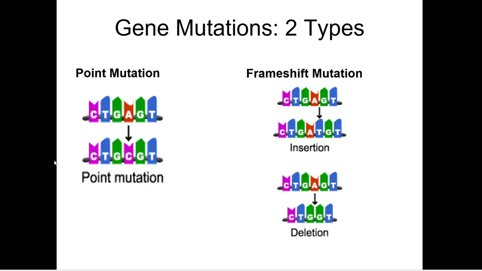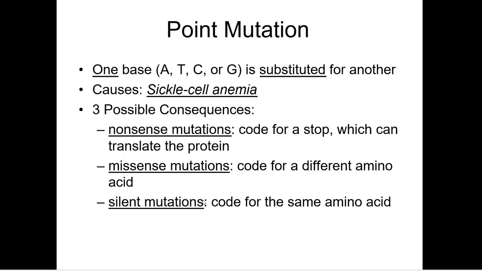And then we have what we call a frame shift mutation. And we can have 2 of them. We can have an insertion where we have the T come in from nowhere, an extra one in there. Again, it changes our codon, changes our amino acid, which changes our protein. Or we could have something deleted. And then again, that changes our codon, which changes our amino acid, which changes our protein. Okay? And so point mutation is where one base is substituted for another.